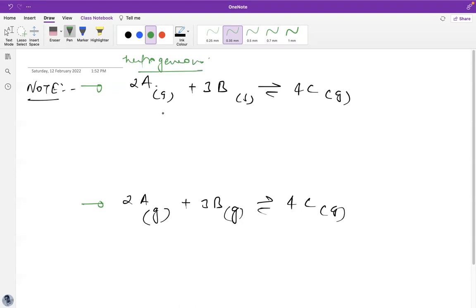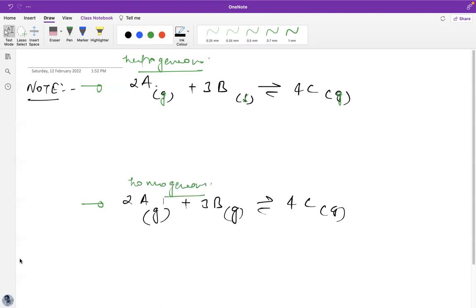And you can see the above one is heterogeneous because it is a mixture of gas and solid, meaning a few reactants and products are in gaseous form and a few are in solid form. If everything is in the same phase, that is known as homogeneous. So this is my homogeneous.